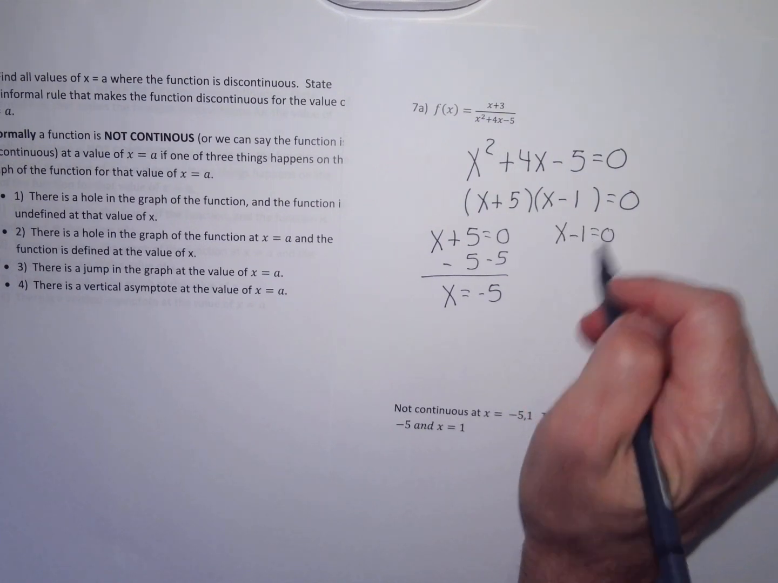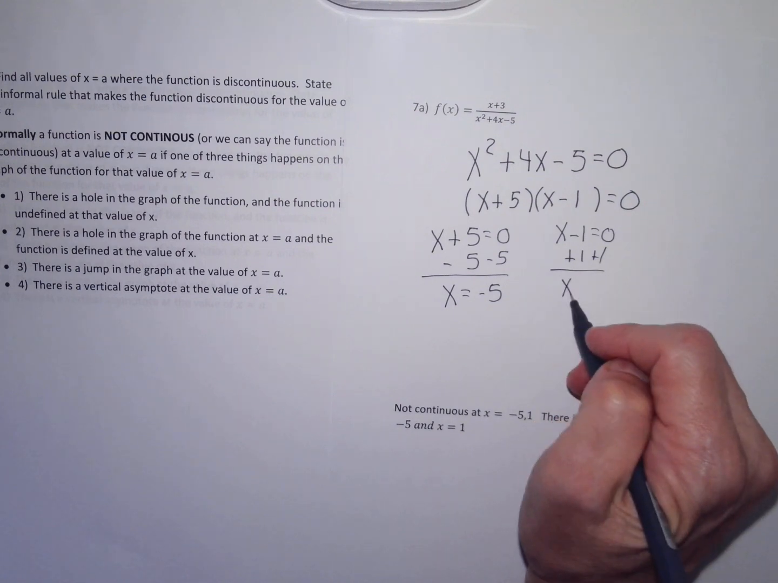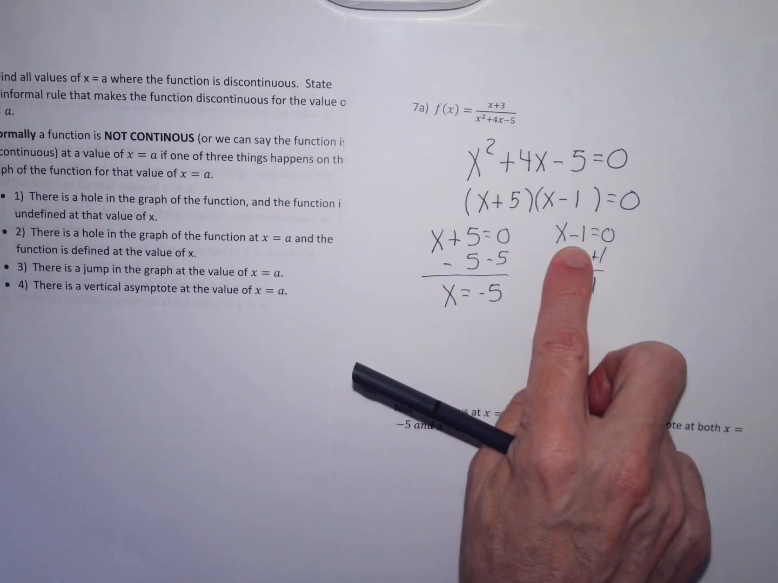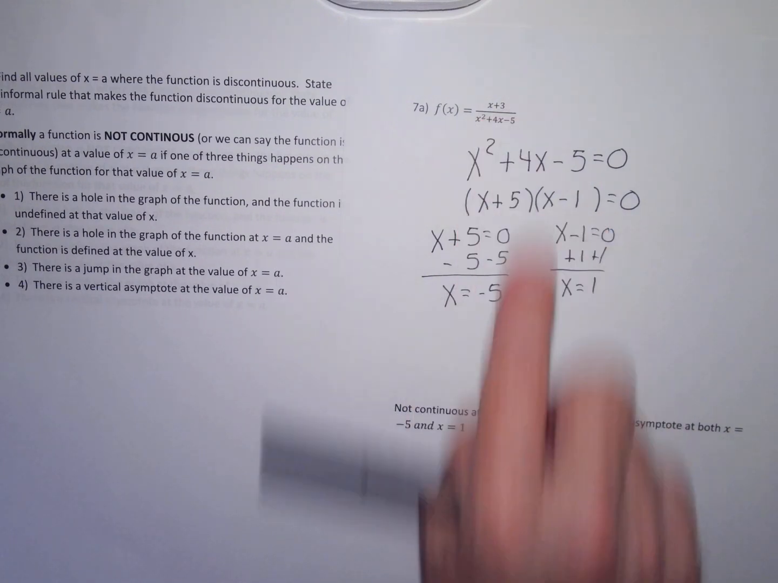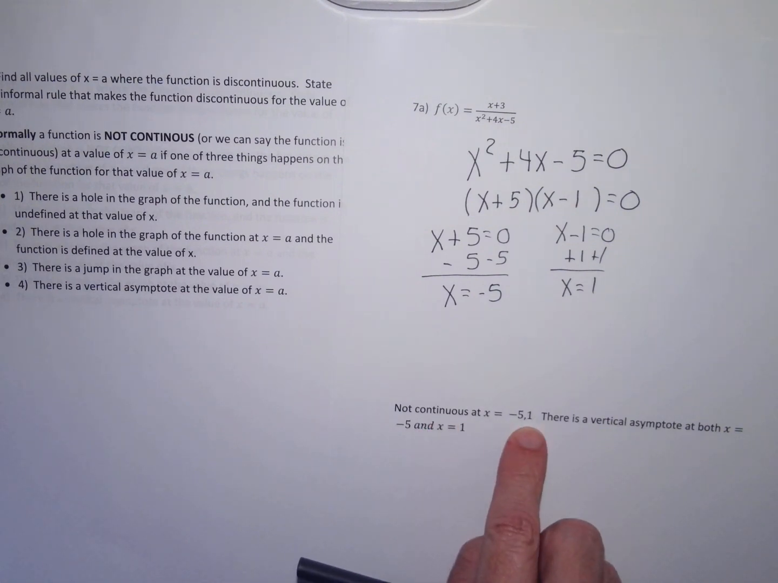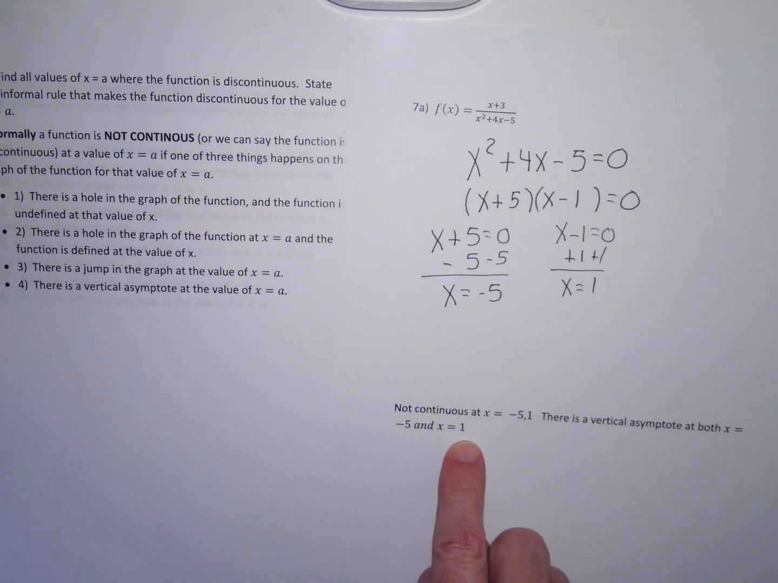Similarly, when I take the factor of x minus 1 and set it equal to 0, I get another place where the graph isn't continuous. It's at x equal to 1. And because x minus 1 doesn't cancel with the numerator, I also get a vertical asymptote there. So the graph is not continuous at x equal negative 5 and x equal to 1. And there's a vertical asymptote at both x equal negative 5 and x equal to 1. I would only get a hole if the denominator would cancel with the numerator.